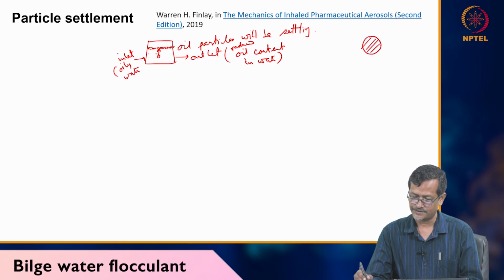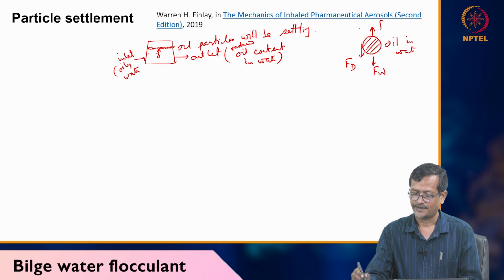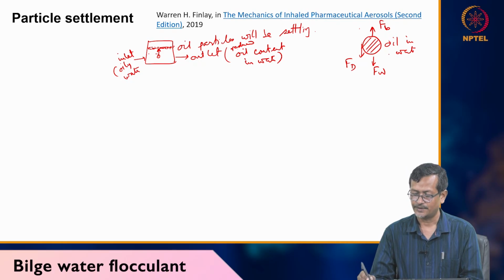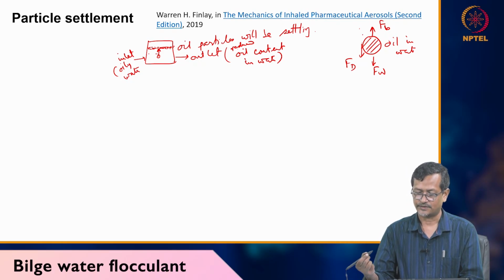You may remember this is your particle, and if the particle is moving up, let's say this is an oil particle in water. The oil particle is moving up and water may be flowing down or may be fixed. In that case the oil particle will have drag force Fd, its own weight F weight, and buoyancy force. The buoyancy force is pushing it up, while the drag force will be pushing it down, and its own weight will be downward. So the particle gets three forces.